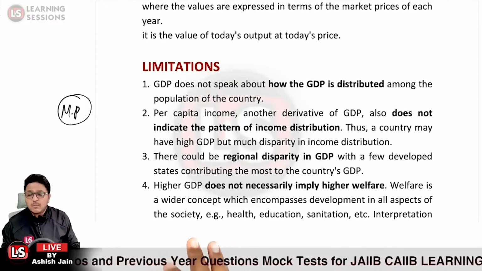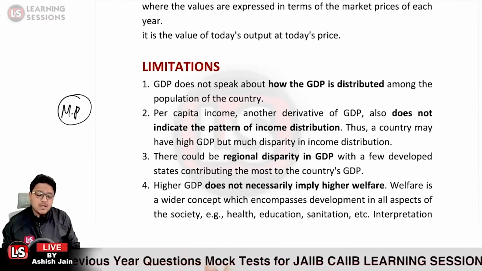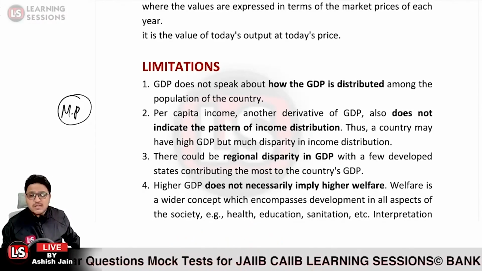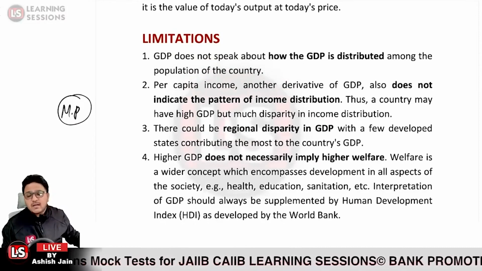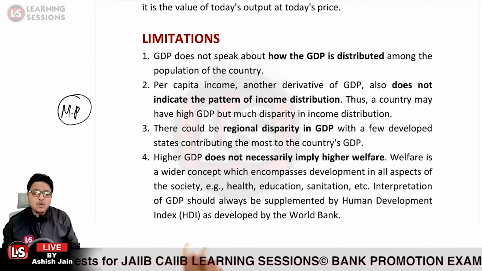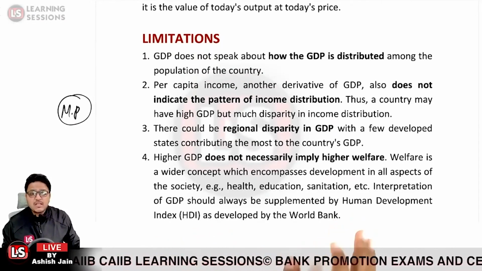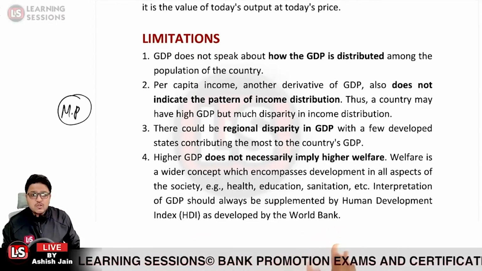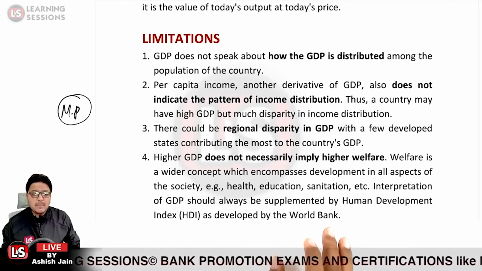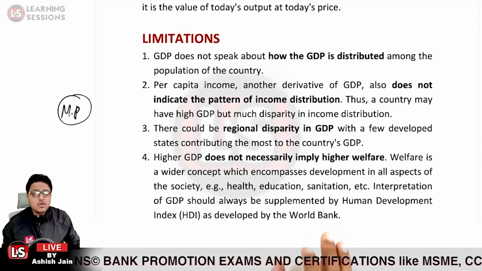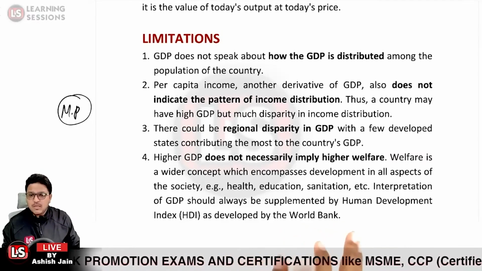It is basically related to what? It comprises health, education, sanitation, etc. And we cannot interpret that high GDP will lead to high welfare. It is not related to that. And further, that must be supplemented by the HDI, that is the Human Development Index.